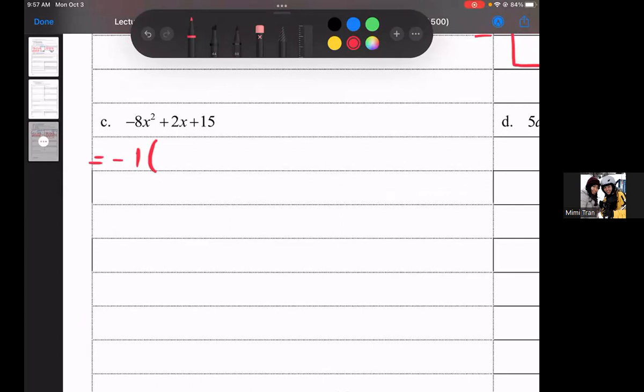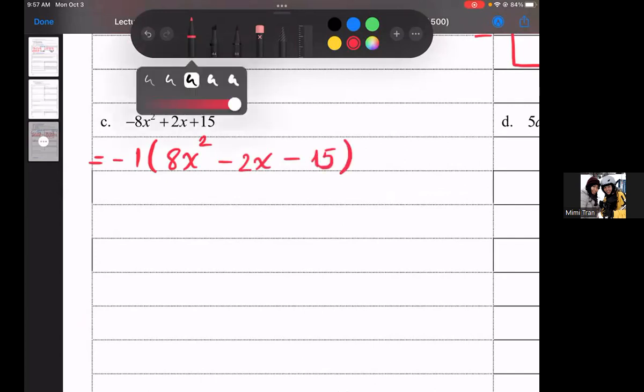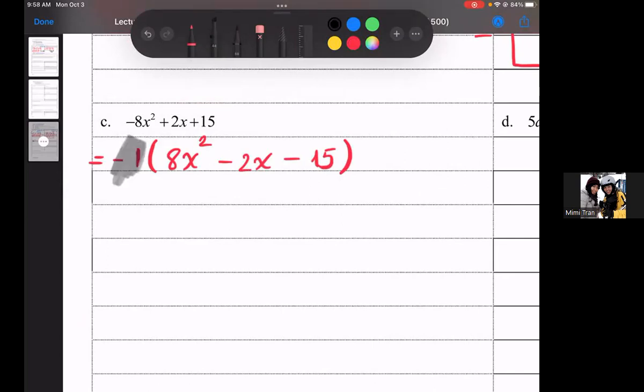What's left over? Ax squared, you factor out the negative, it changes sign. So -2x minus 15. I want you to ignore the -1 for now. We'll bring it along later, but ignore it for now. Focus on what's inside the parentheses. AC method, what is A?